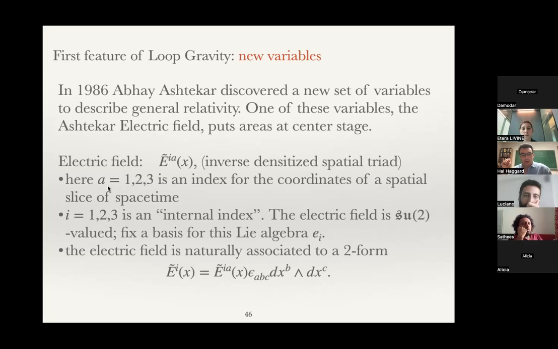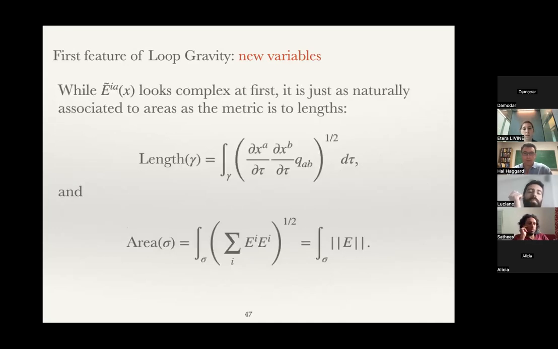In particular, the thing that is easy to build out of the electric field, I've written here, you take the spatial Levi-Civita symbol, the completely antisymmetric symbol, and you contract the electric field with the spatial wedge product of two forms. And this is a natural two form that you can build out of this. This actually starts to give you a hint as to why we are interested in this variable.